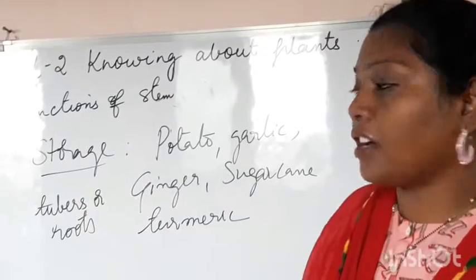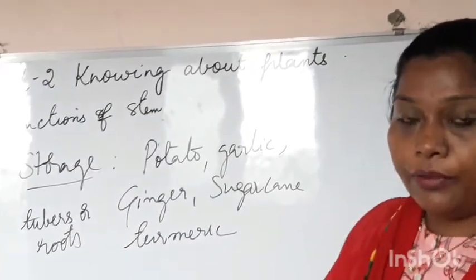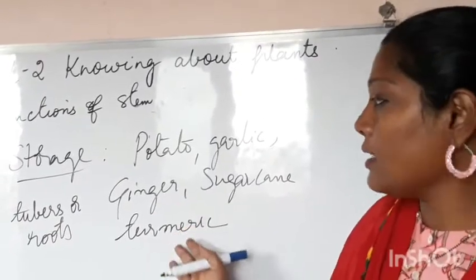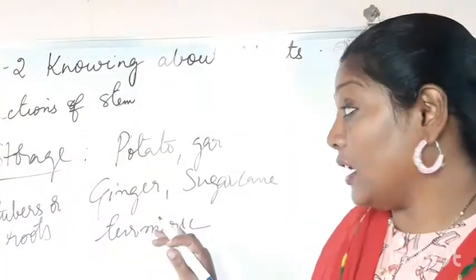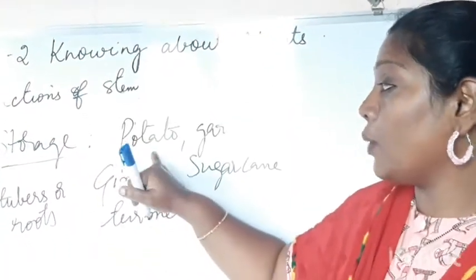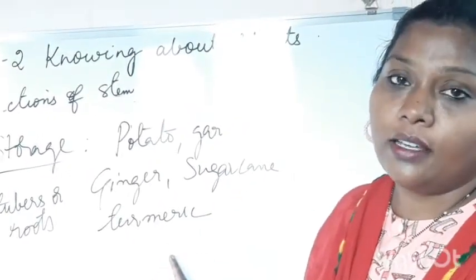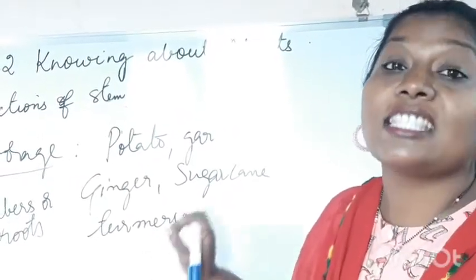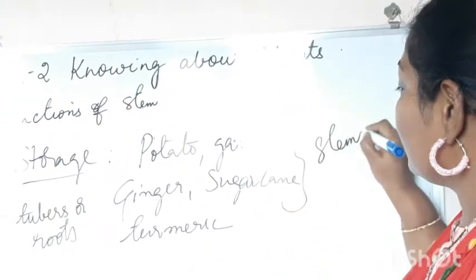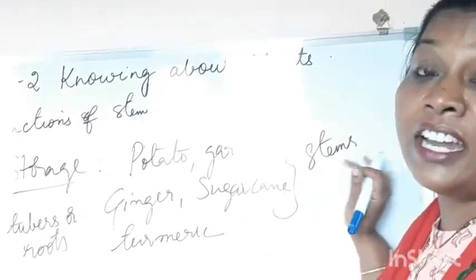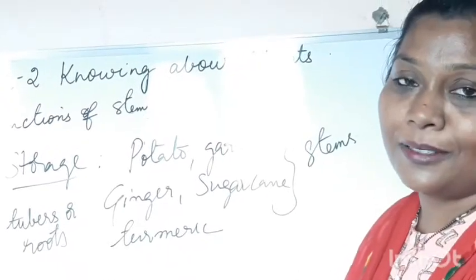Okay, the next important function is storage. As I said just 2 minutes back, the storage is being done by different parts of the plant. Especially here we see examples like potato, garlic, ginger, sugarcane and turmeric. All these are stems. Okay children, all these are stems. These are called modified stems or also tubers.